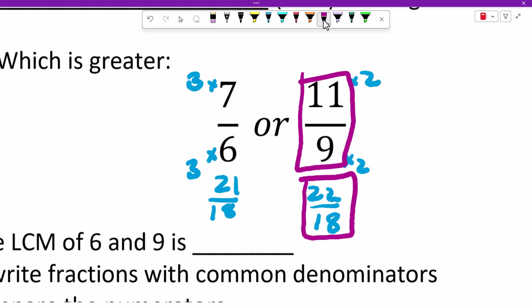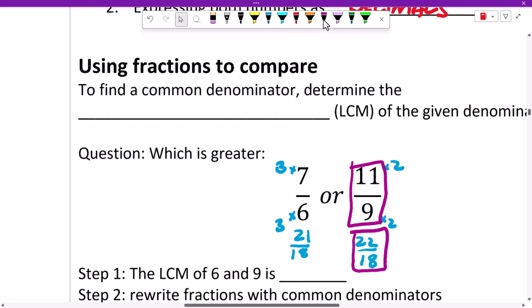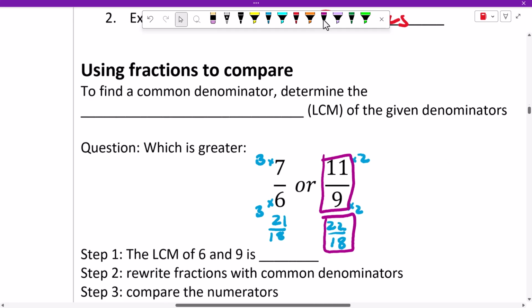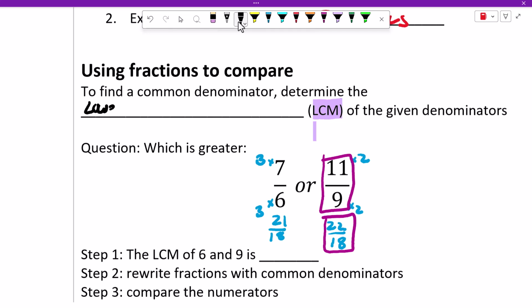So we can compare the tops, right? Now we're going to go fill in the notes so you can look at it backwards and figure it all out. Finding the common denominator, the math phrase for that is called LCM. Find the lowest common multiple. That's what LCM stands for.